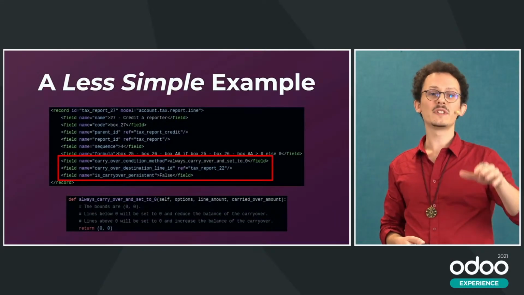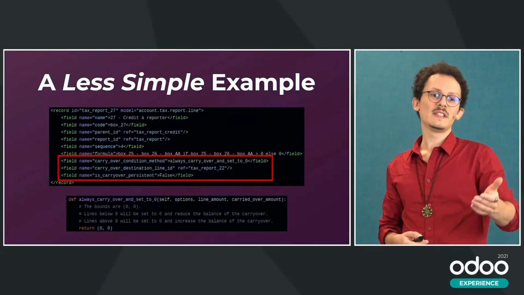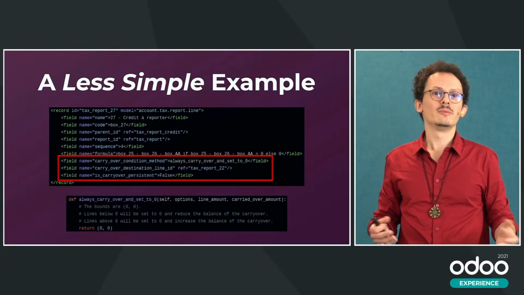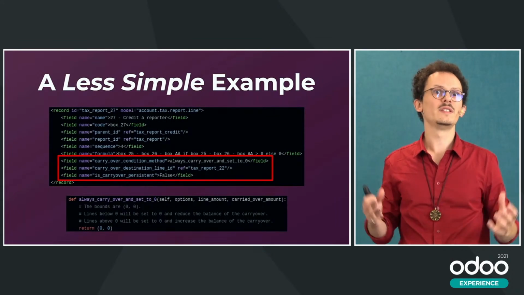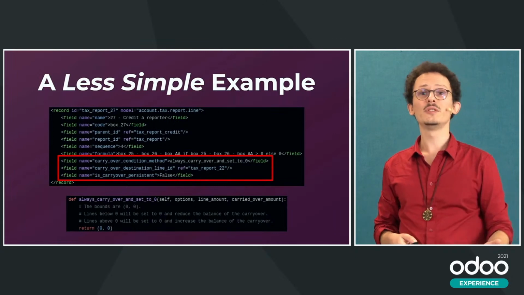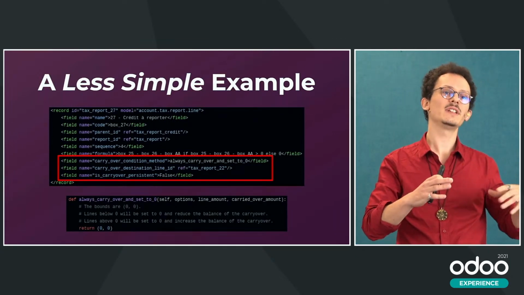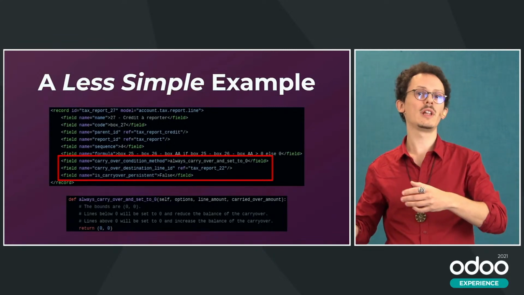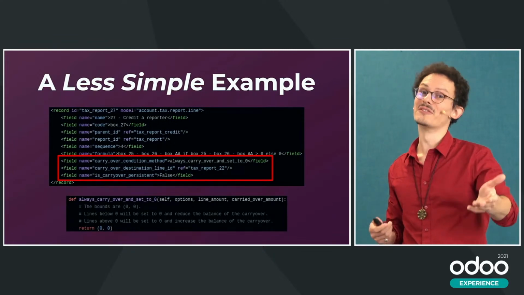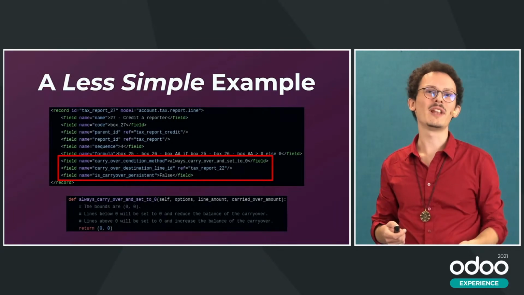And so here we are defining a carryover condition method, just like before with Belgium. And you can see that it's basically designed to always carry over because bounds are 0, 0. Then you have the carryover destination line ID. So this field wasn't used in Belgium, and it's actually used to say, okay, my line here, so grid 27, is carrying over to another report line. So carryover destination line ID here, grid 22, you just give the XML ID of the line.